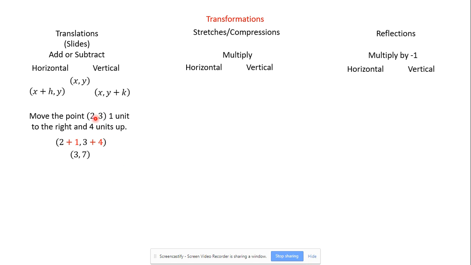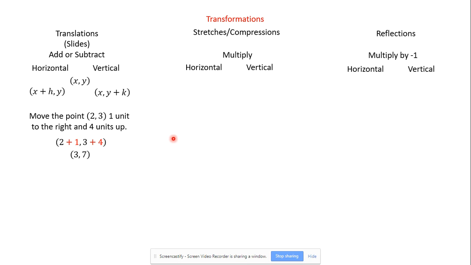Are you always going to do both horizontal and vertical at the same time? No, you can do only one or the other, but with translations, a lot of times we do both horizontal and vertical at the same time. That won't necessarily be true with stretches and compressions or reflections. And so what this did, it just moved this point (2, 3), took it from its point, moved it 1 to the right and 4 up, and we're at the new point. That's all a translation is.